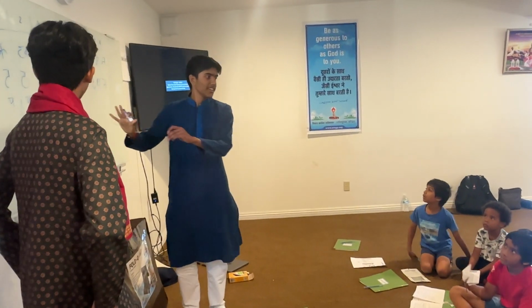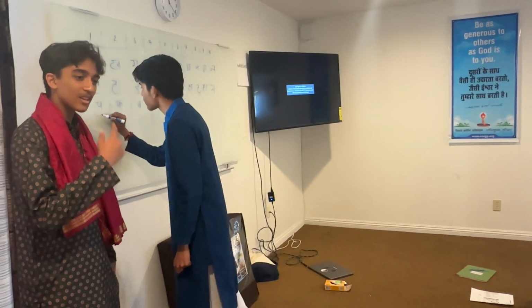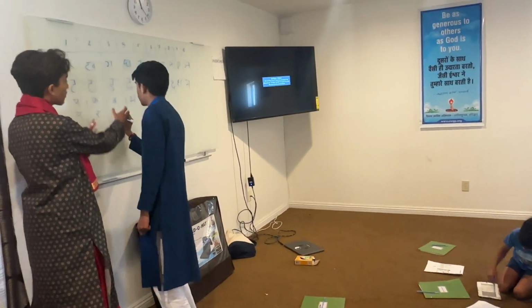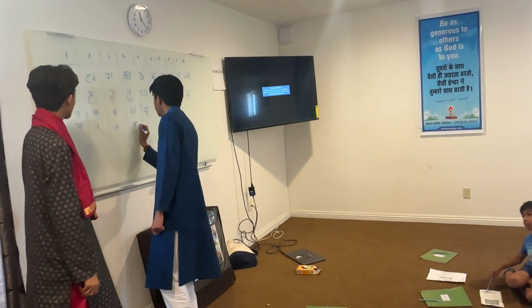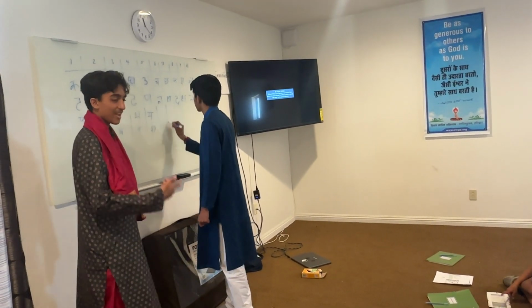There's a meaning behind it, you'll see. So ya ra la va sha sha sa ha, those are the next 8, right? All of those are mapped to 1 through 8. There's 8 of these.